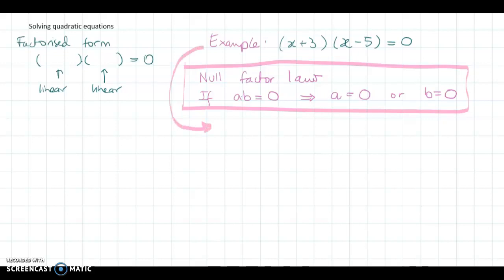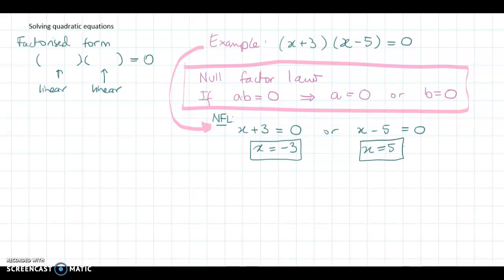So if we go back to our example and we apply the null factor law, what we are saying is that if the result is equal to 0, then either the expression inside the first bracket is equal to 0, or the expression inside the second bracket is equal to 0. But the good thing is that these are linear expressions, so we know how to solve them. If x + 3 = 0, then x = -3. And if x - 5 = 0, then x = 5. So we found the two solutions.